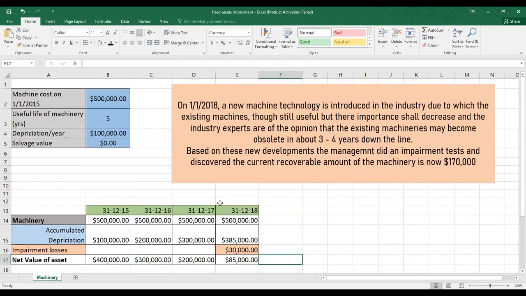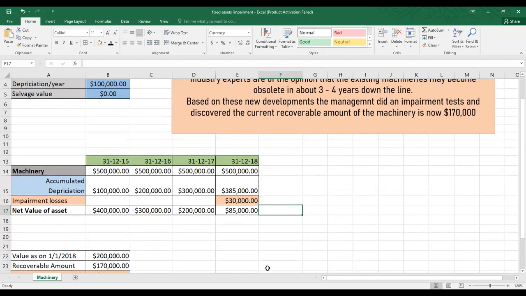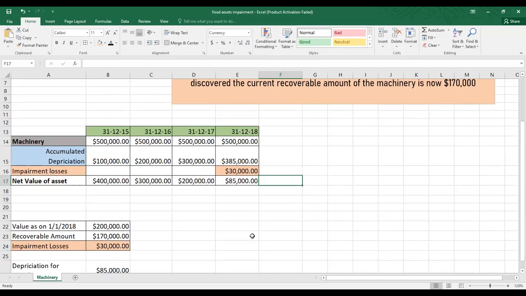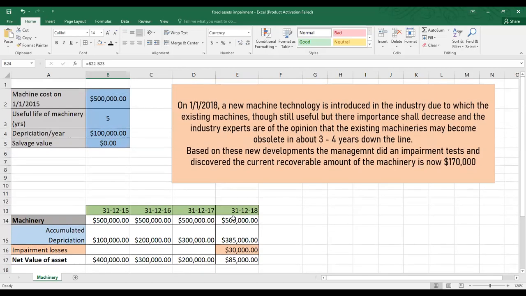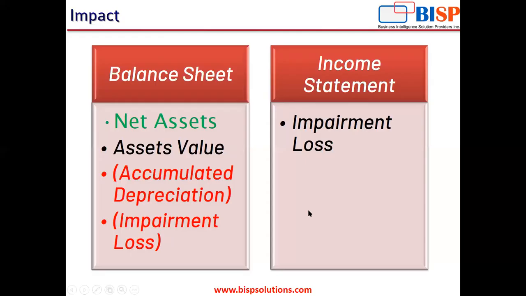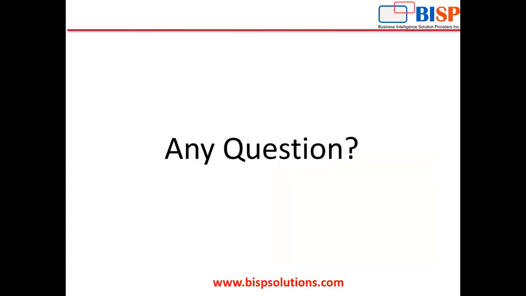So this is how impairment of assets actually plays a role in the calculation of the net value of the asset, and also becomes a part of the income statement. This $30,000 will become a part of the income statement for the year ending 31st of December 2018, thereby reducing the net profit of the organization. So this is how impairment losses become a part of my organization's financial statements, and impairment losses actually affect the values of the assets of the organization.